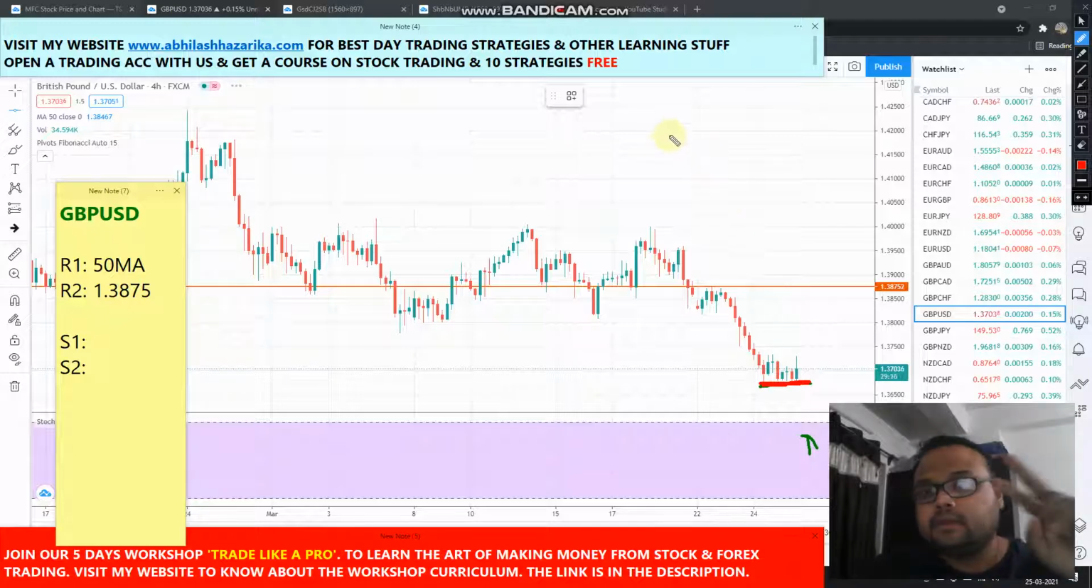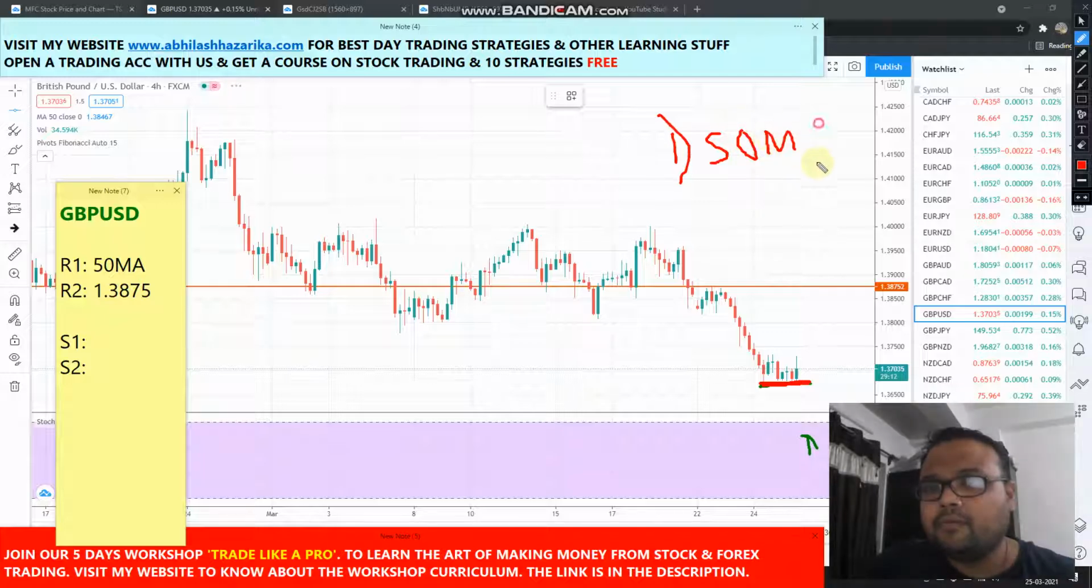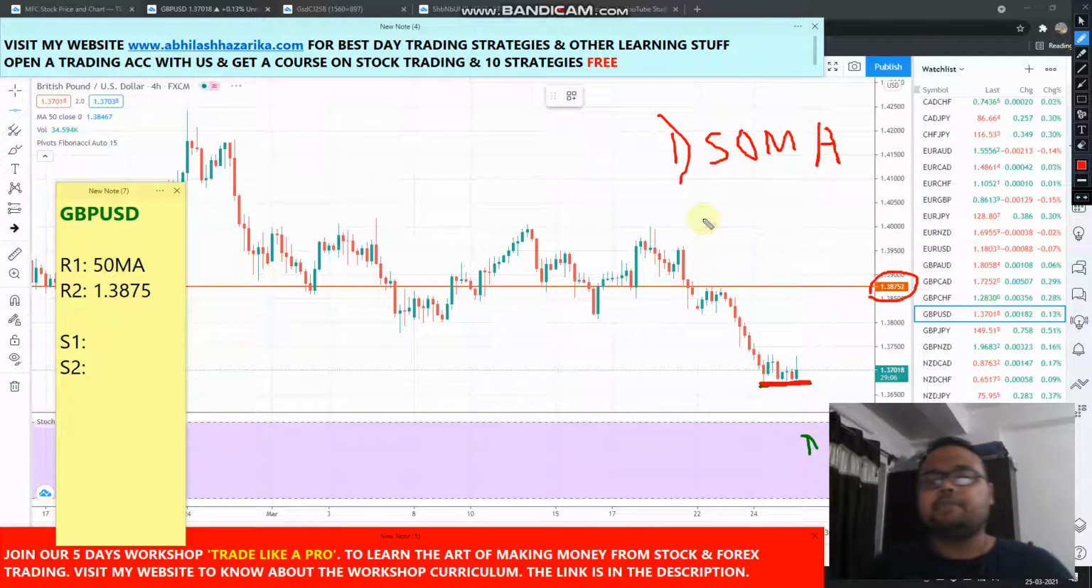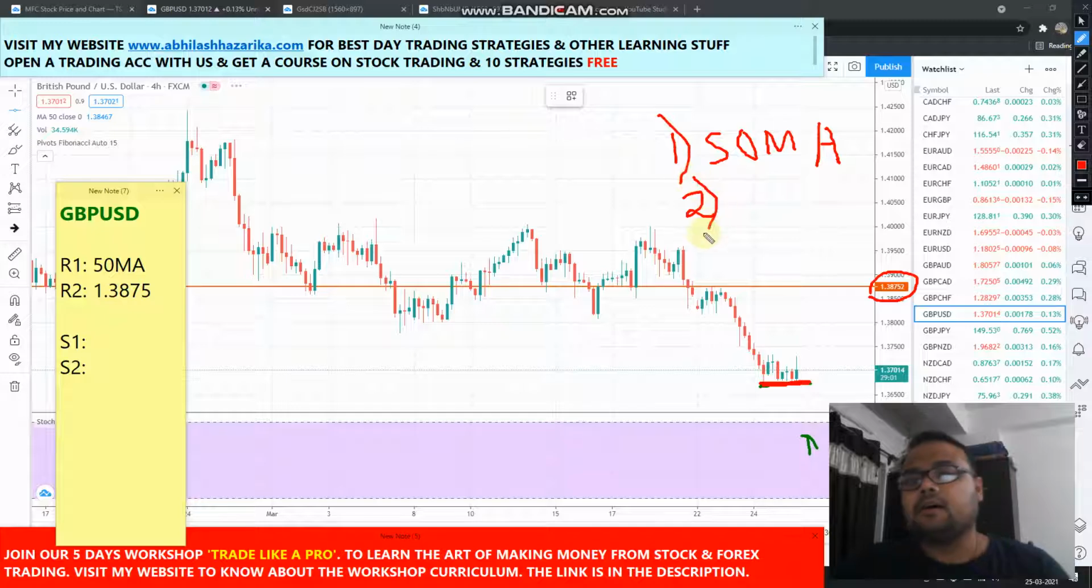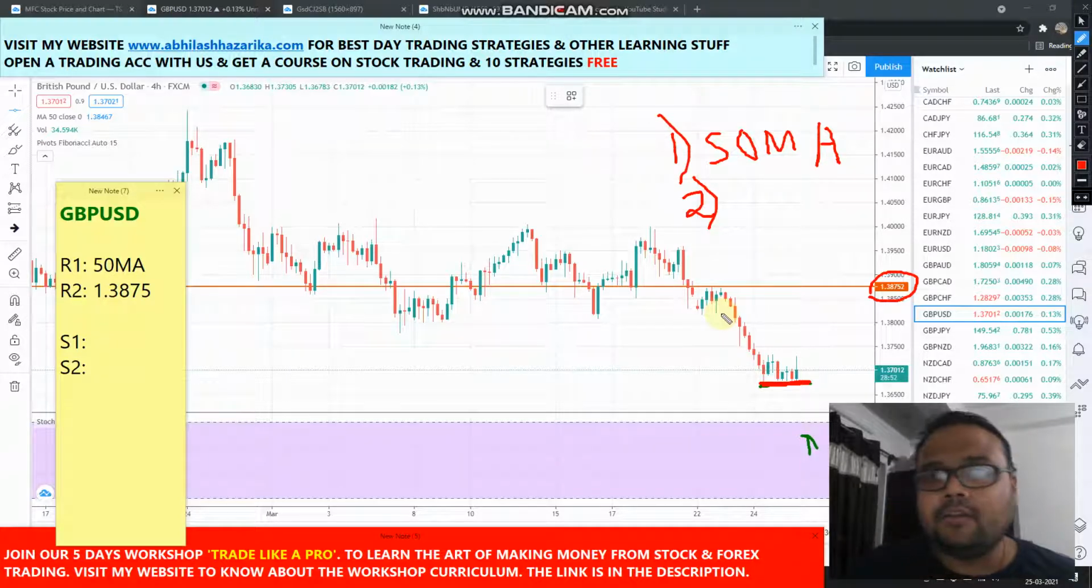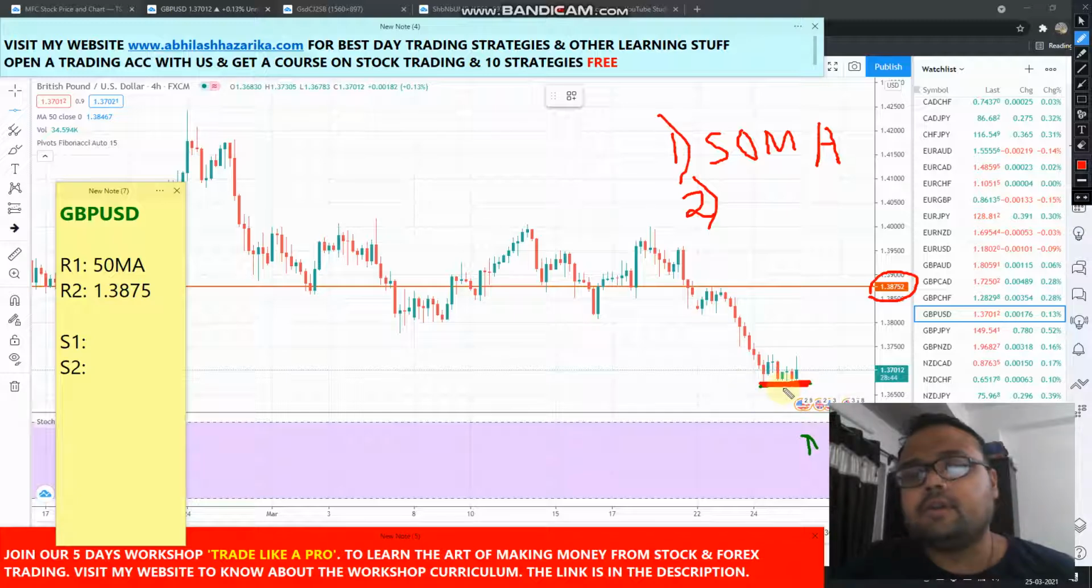So first is to wait for the market to go up and hit the 50 moving average or this 1.3875 level. Once it hits the resistance and reverses from there, you can short the market. And secondly, if you see that the market is not going upward, then wait for the stochastic RSI to go to the overbought zone. When stochastic RSI comes down from the overbought zone, wait for the market to cross this level. Once the market crosses this level, you can short the market.